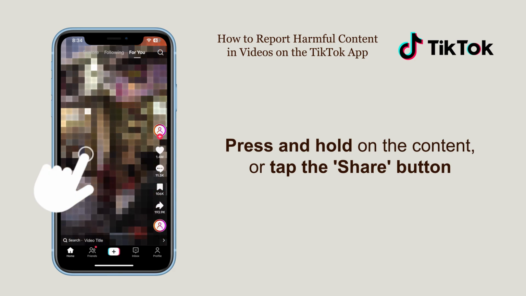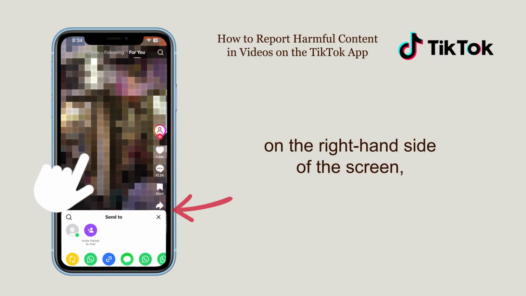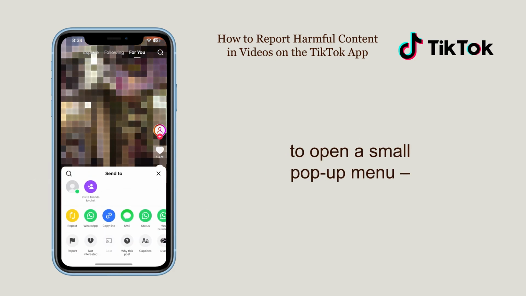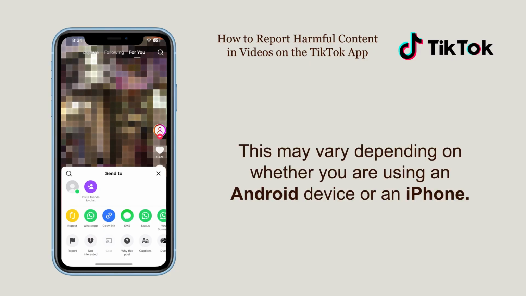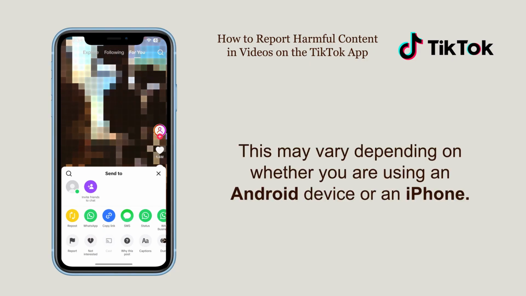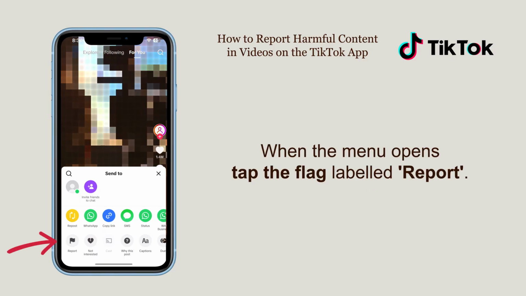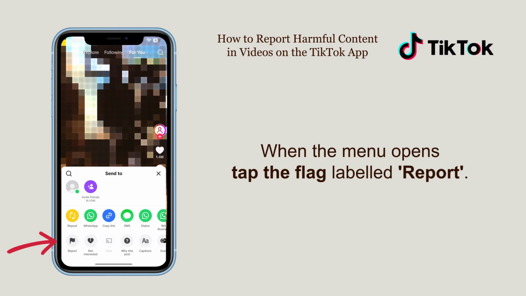Press and hold on the content or tap the share button on the right-hand side of the screen to open a small pop-up menu. This may vary depending on whether you're using an Android device or an iPhone. When the menu opens, tap the flag labelled Report.